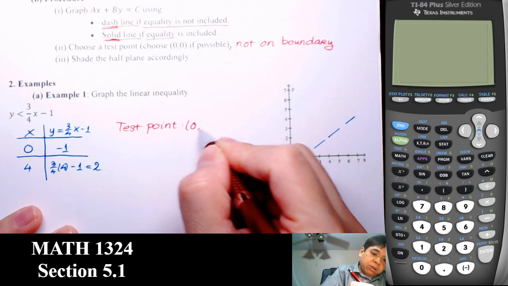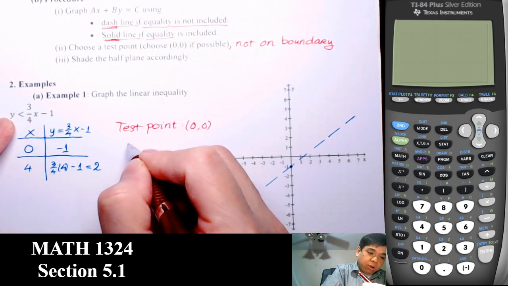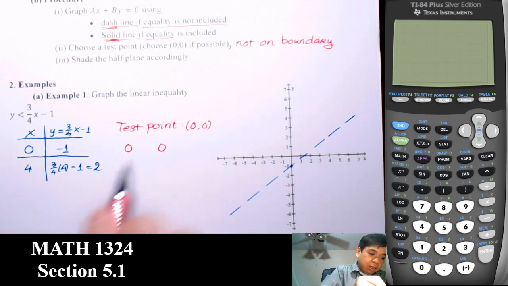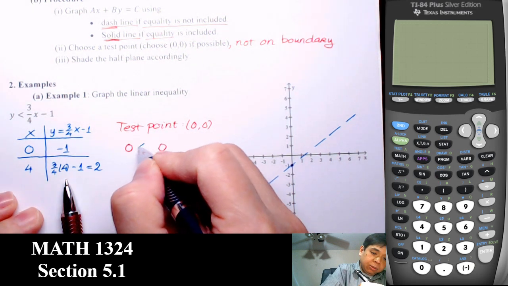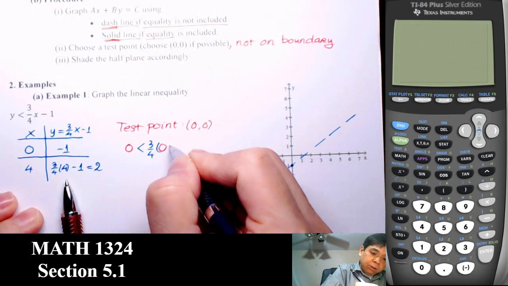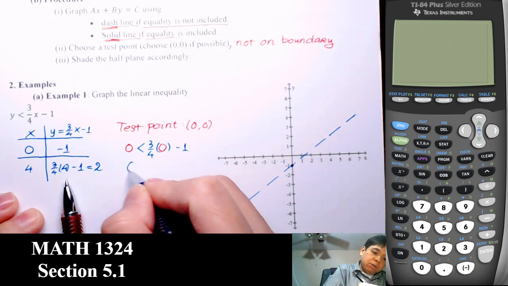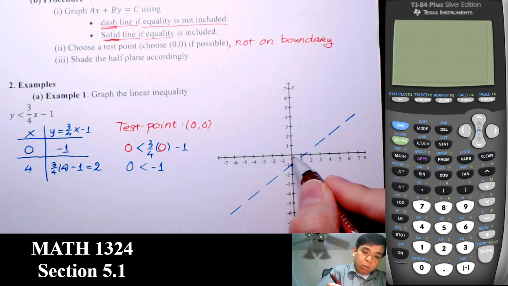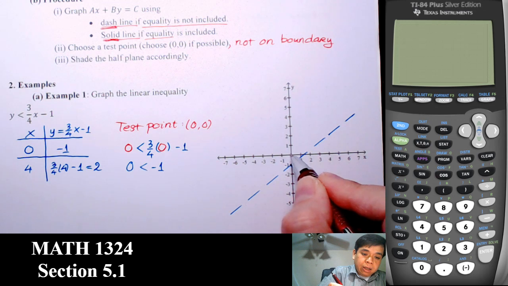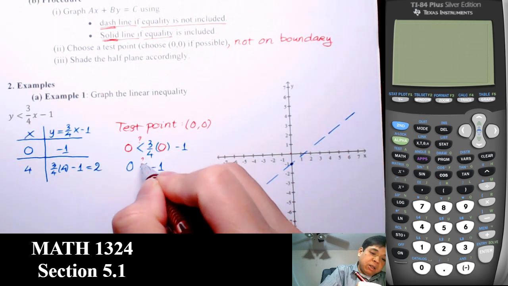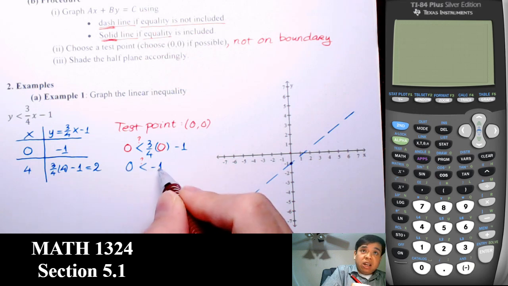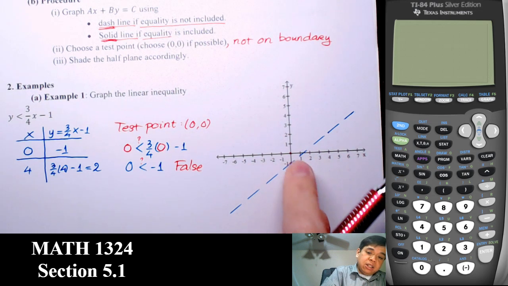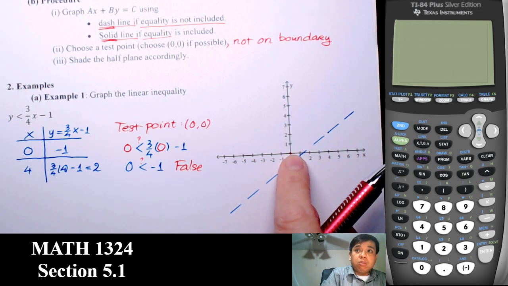Let's choose 0, 0. So when x equal to 0 and y equal to 0, I will substitute 0 into y and 0 into x. So in that case we have 0 less than -1. We're going to test it. 0 is not less than -1, so this is false. The test point is false. That means the point does not belong to the solution.